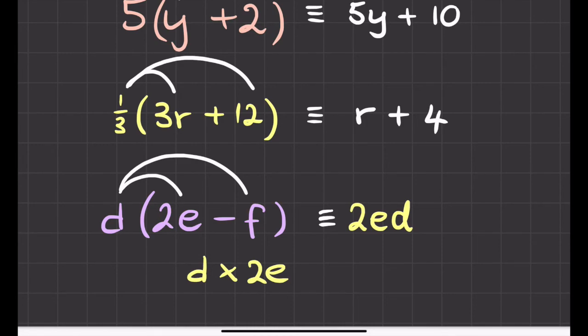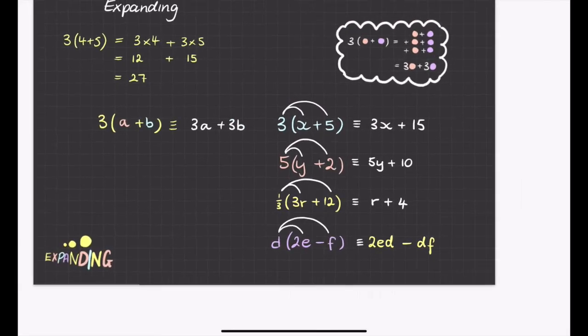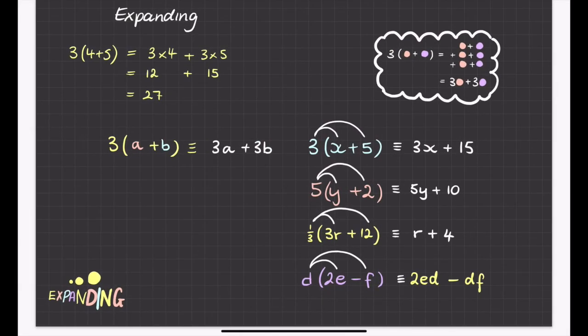Okay, so that's the first bit. Right, so we said that d times 2e makes this thing here 2ed, or 2de would be another way we could write it. And then we've also got d multiplied by minus f. So that's actually going to make minus df, or fd. Again, it doesn't matter what order you put it in, but that's what it would be. Okay, so a little bit trickier there if you've not seen that before, but if you're multiplying letters together, then you can just write them next to each other. Okay, so that's a quick look at expanding brackets, getting rid of the brackets.